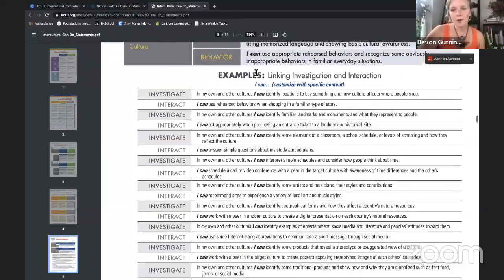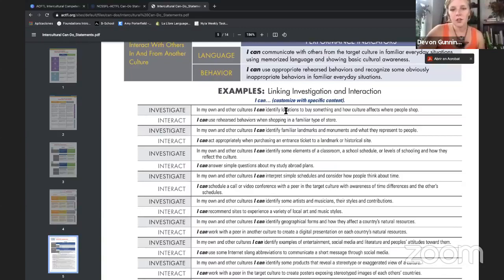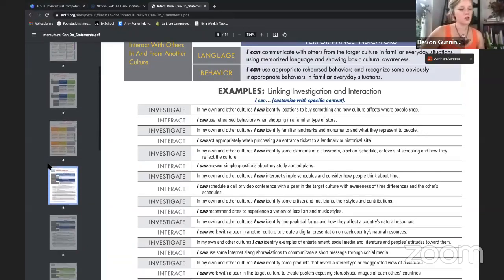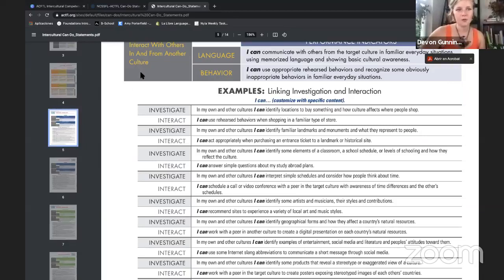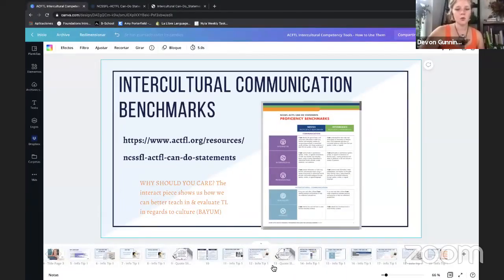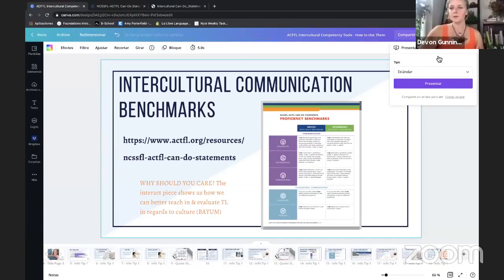Maybe you're doing a shopping unit. So apply this to your shopping unit. I can identify locations to buy something new and how culture affects where people shop. That's how you get some perspective in there. And then the interact is I can use rehearsed behaviors when shopping in a familiar type of store. Cool, right? Okay. So now that you've seen what the tools look like, and of course, there's far more information for you here and far more examples, make sure you check out this document from ACTFL. Let's jump back in to where we were, and I'm going to show you here how you can use this tool in an example.